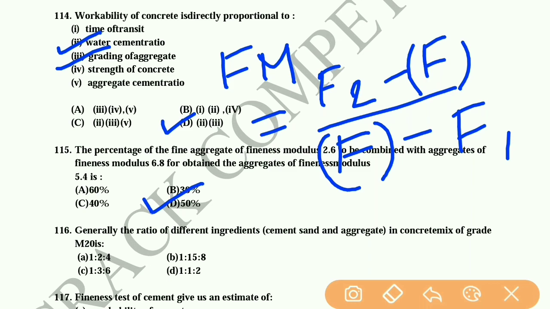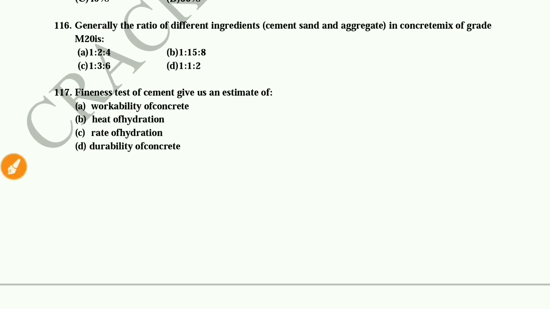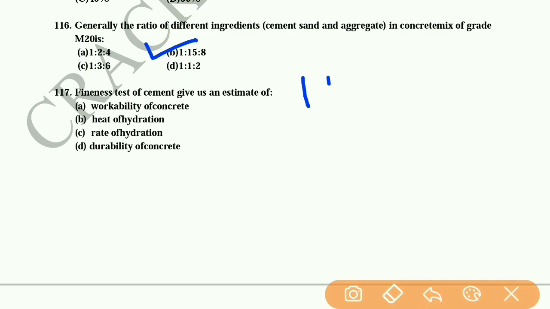Okay, and the next question: generally the ratio of different ingredients in concrete mix of grade M20, the proportion is asked. It will be 1:1.5:3. Okay, the answer: fineness test of cement gives us an estimate of fineness. With the fineness test we can also estimate the heat of hydration.